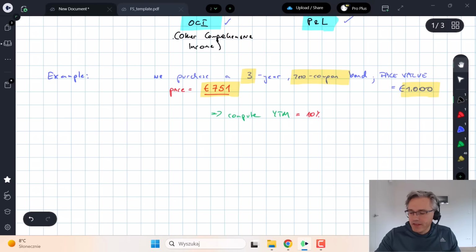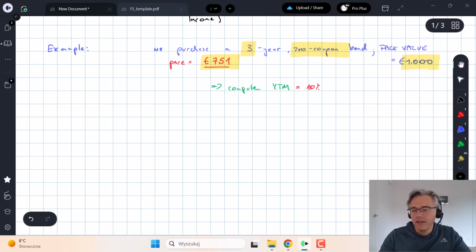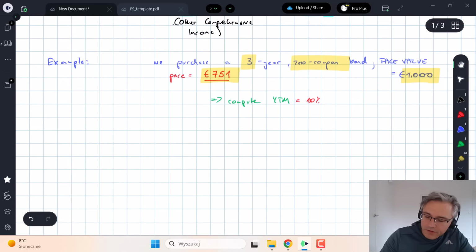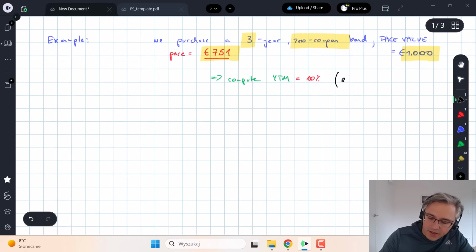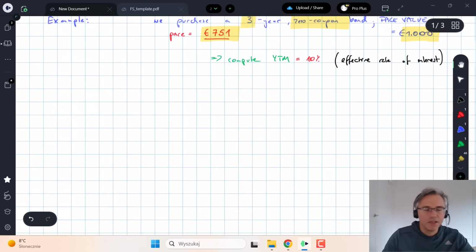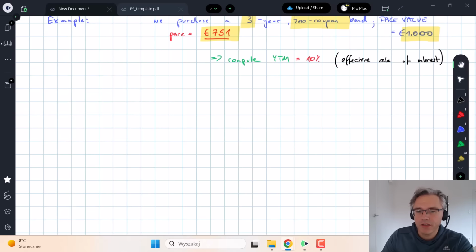Now, in the fixed income section of the curriculum, we call this the yield to maturity. In accounting, we typically refer to this as the effective rate of interest, but the effective rate of interest is basically saying yield to maturity. Don't bother learning this term, but you may encounter it when you read financial statements.